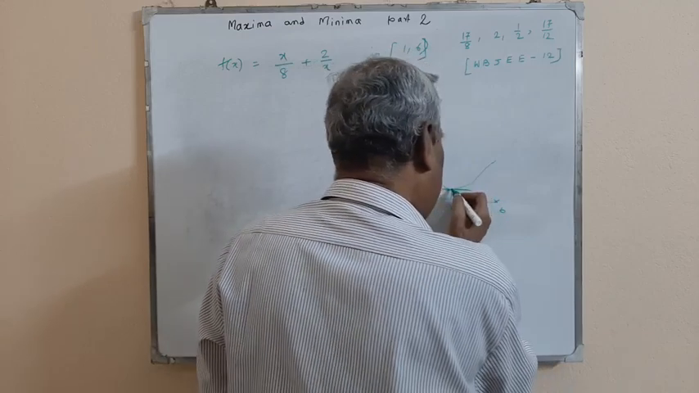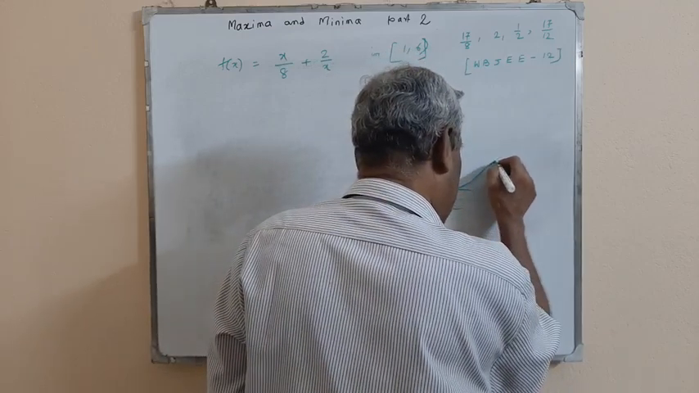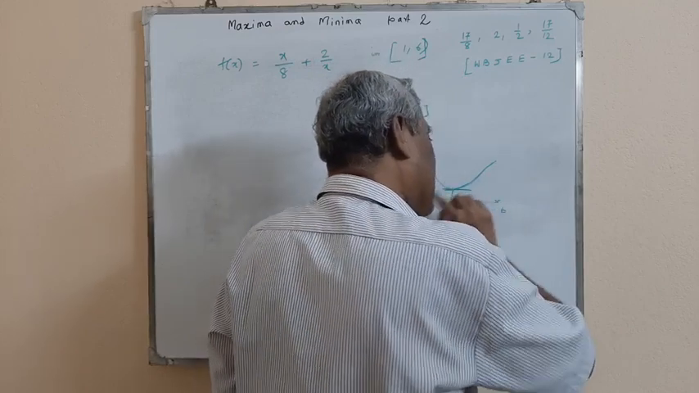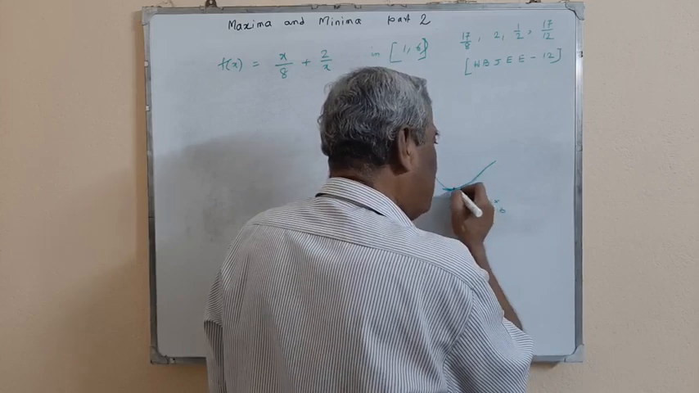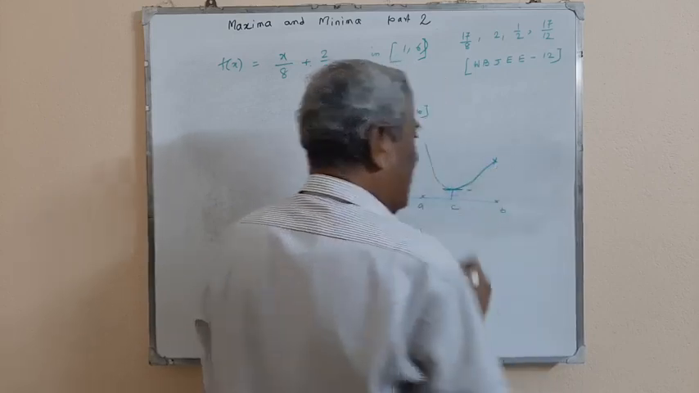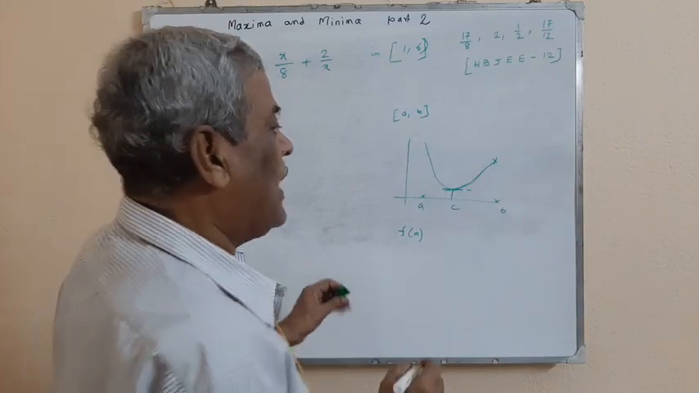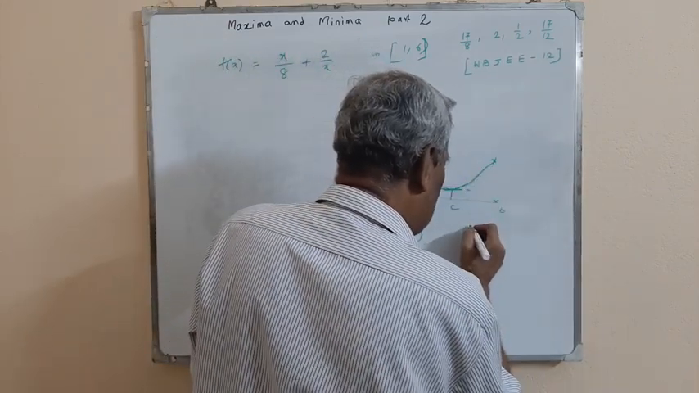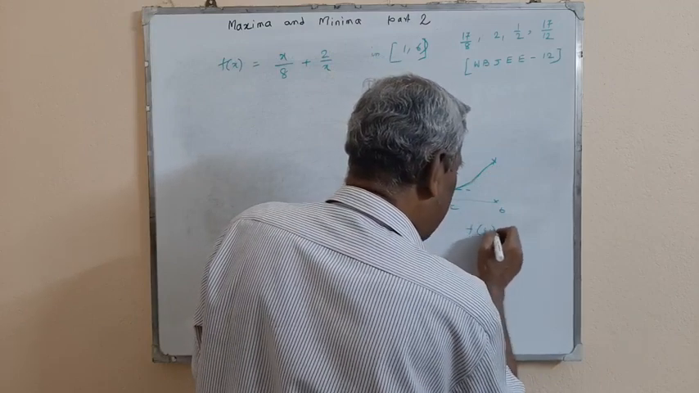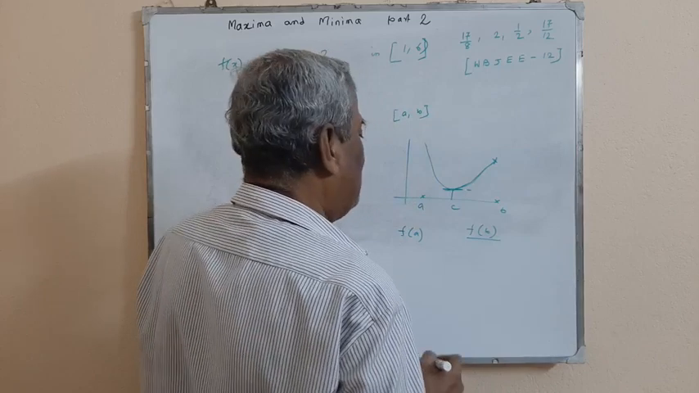Here it is minimum. After that, it increases steadily, so the maximum value of that part is at the end point, at B, because it is steadily increasing there. So f(B) is another possible answer for the maximum value.